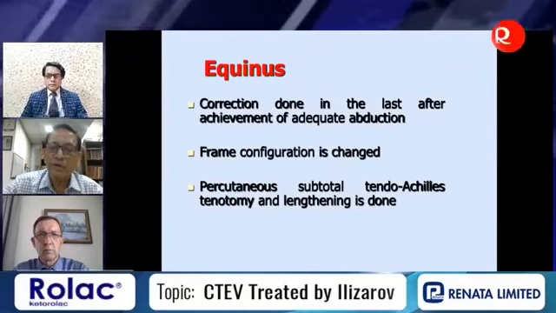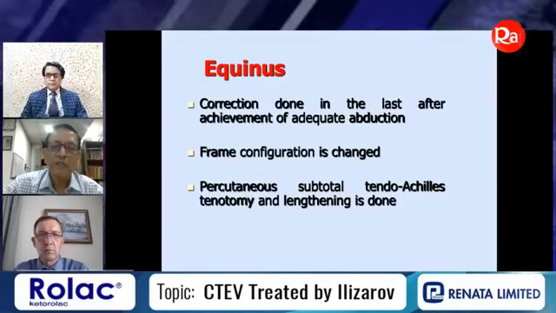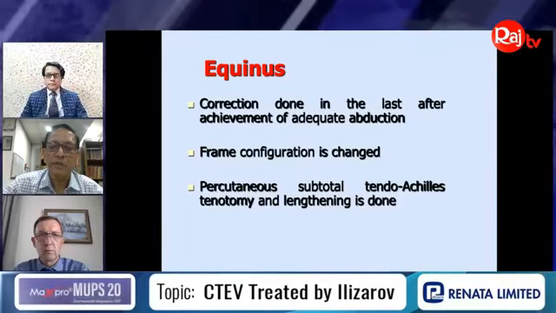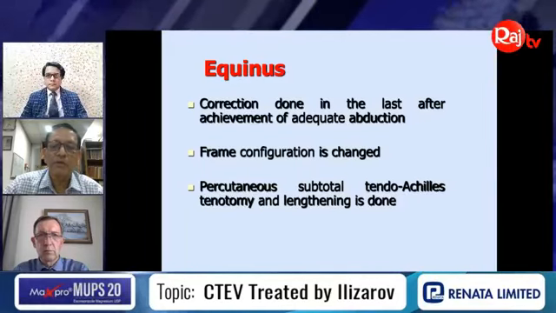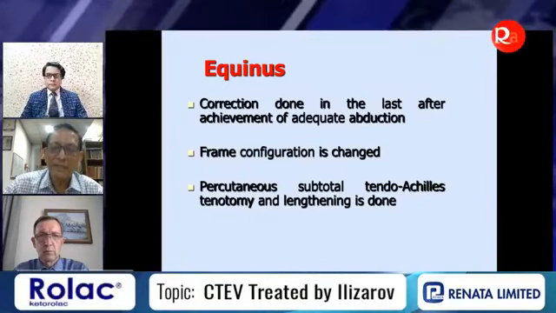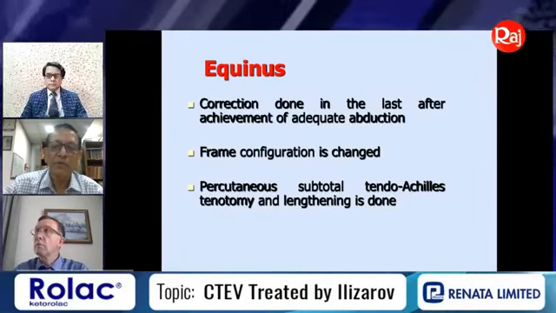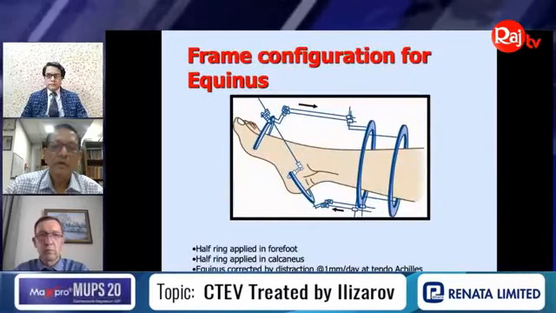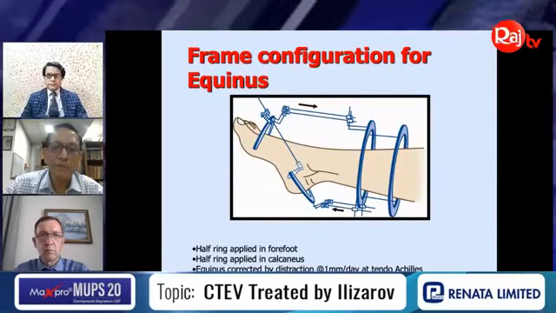The frame configuration is changed now. Then we do the percutaneous subcutaneous tenotomy, or usually we are doing the V-Y plasty. We can do the tendo-Achilles lengthening at the rate of 1 mm per day. So this is the model of that.